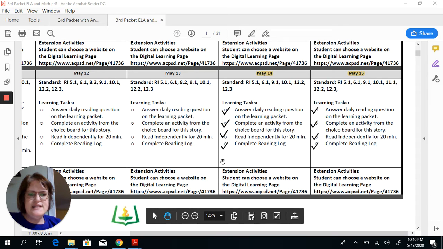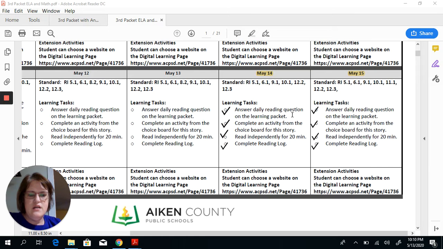Your May 14th assignments for ELA are to answer the daily reading question on the learning packet, complete an activity from the choice board for the story, read independently for 20 minutes, and then complete your reading log. And of course, it's the same for May 15th.